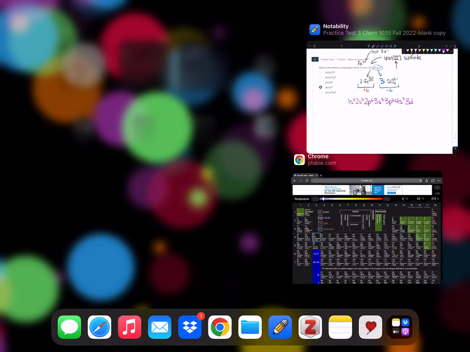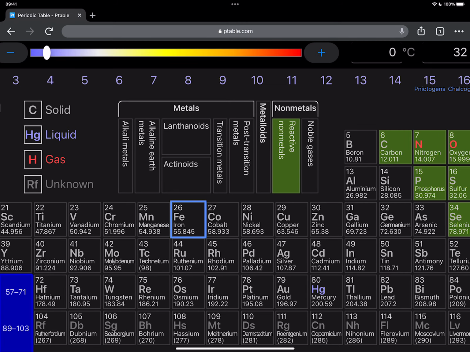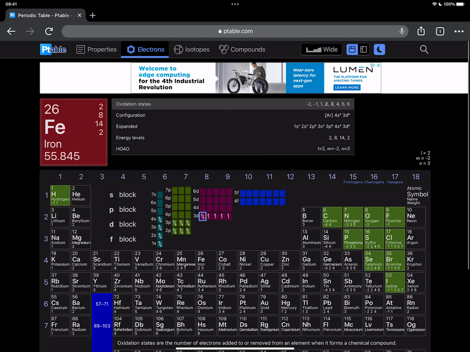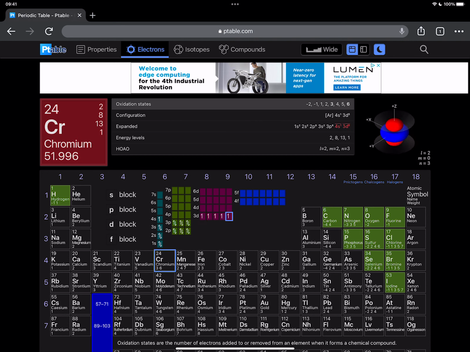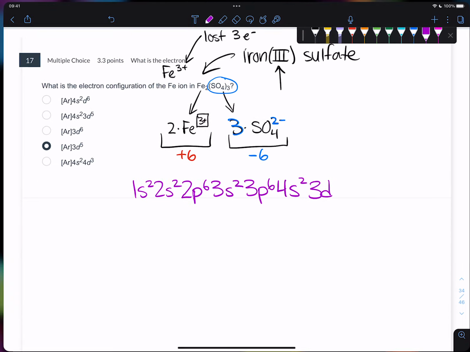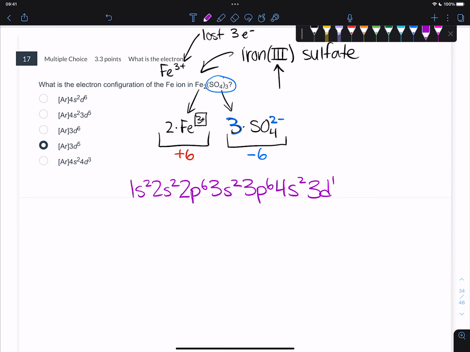Actually, I'm going to go here. It's just faster. So iron lives on the 3d street. If you go to our little, this is actually fun to read anyways. If you find out where iron is, 1, 2, 3, 4, 5, 6. Iron is 6 into the 3d. So it's 3d6. This is neutral iron, by the way.